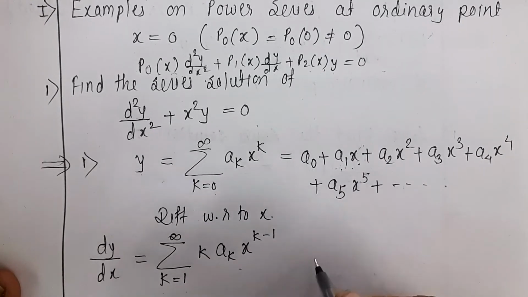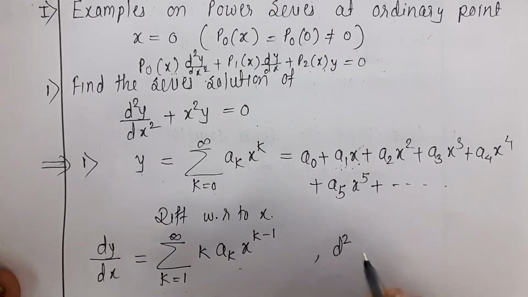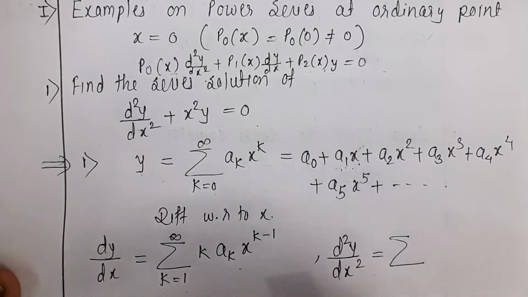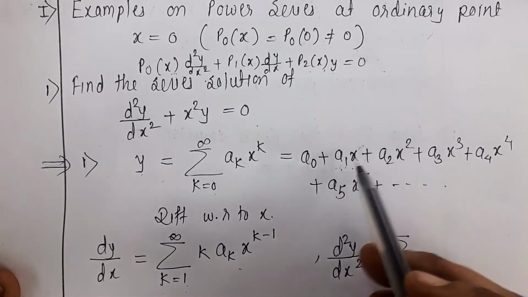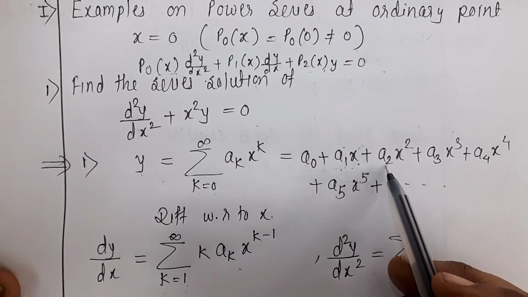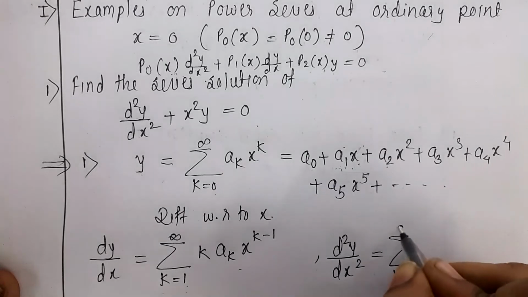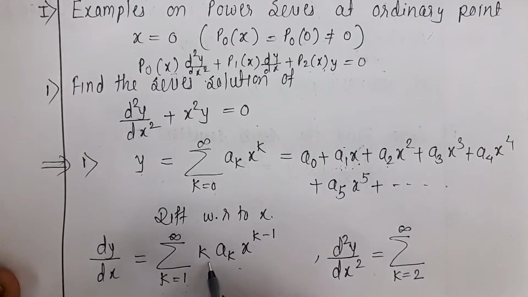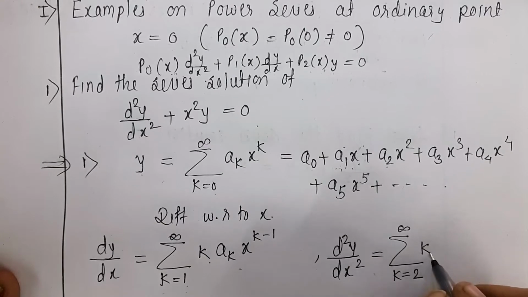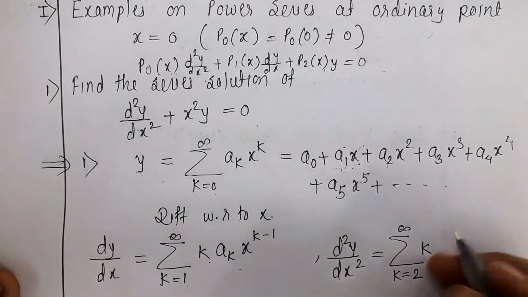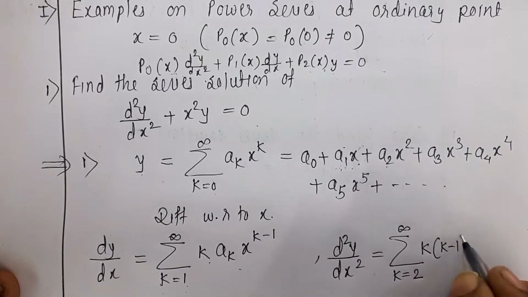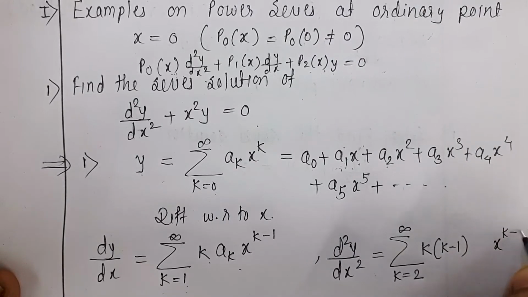But what we want is d2y/dx². So d2y/dx² is equal to summation. Now this dy/dx starts from 1. If we find its double derivative, a1 becomes 0, then it starts from a2. So the summation will start from k = 2 to infinity. The first derivative we already have, which is k. What is the derivative of x to the power k minus 1? It is k minus 1 times x to the power k minus 2, and ak remains as it is.